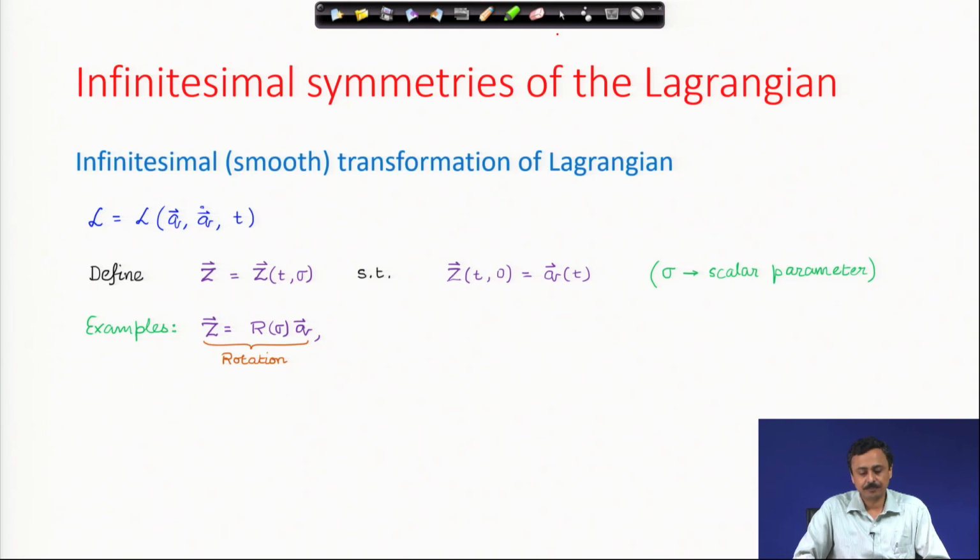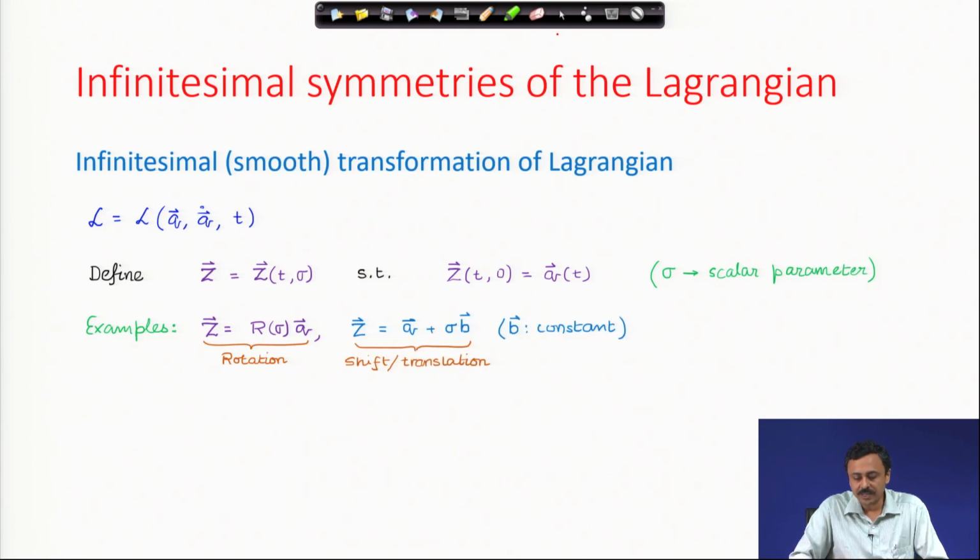Suppose z is equal to a rotation matrix which is a function of some rotation angle sigma, multiplying the generalized coordinates, some multiplicative transformation, such that R at sigma equal to 0 is the identity. Then you have such a transformation.